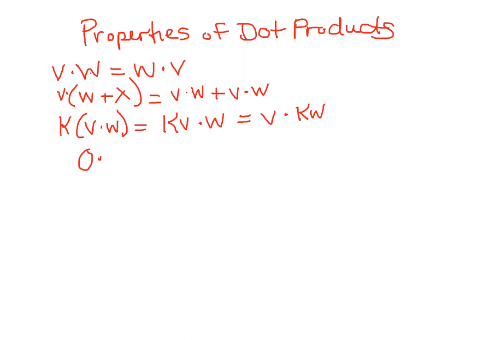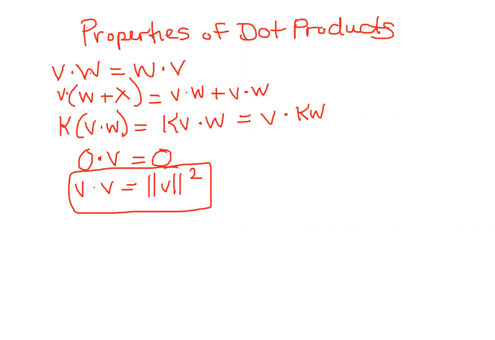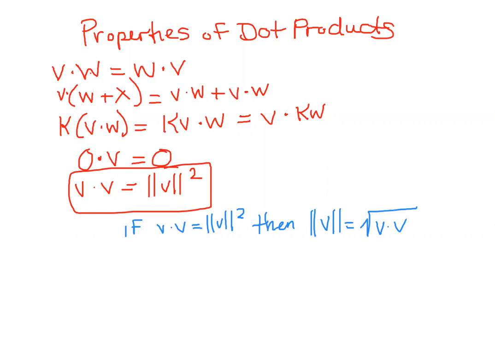And the dot product of 0 and V is 0. And the dot product of a vector with itself is its magnitude squared. Okay, that's the one that we're going to use most often. So going to the next page, if the dot product of a vector with itself equals its magnitude squared, then its magnitude equals the square root of its dot product. Okay, we're just going to change that around.